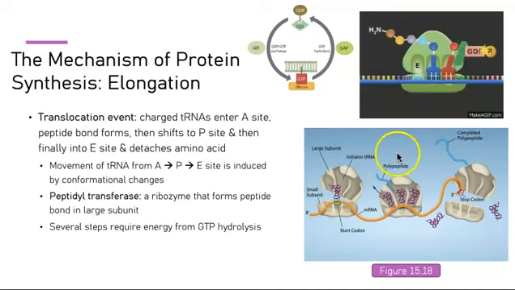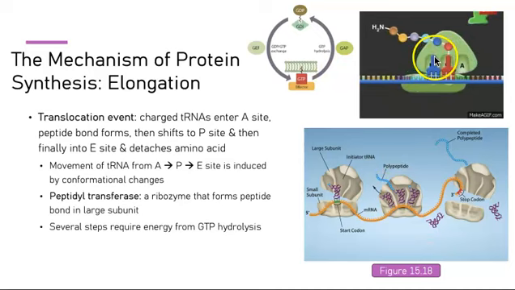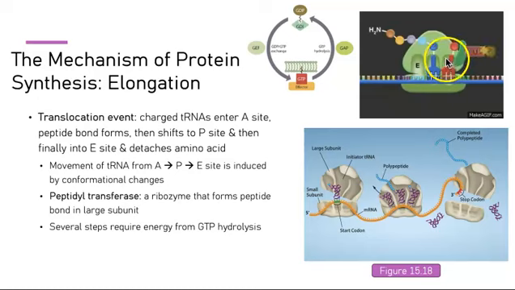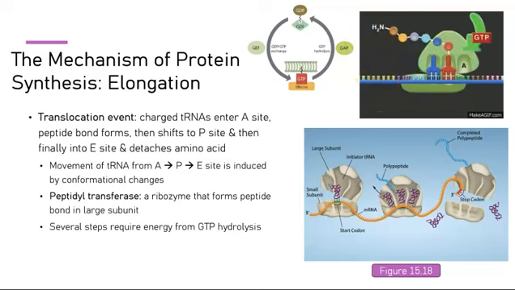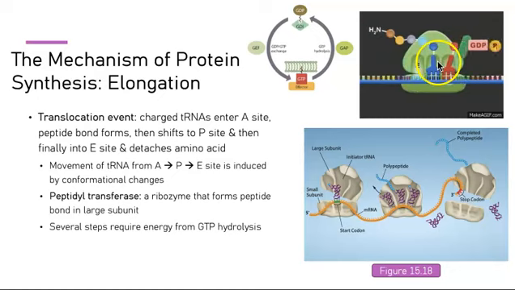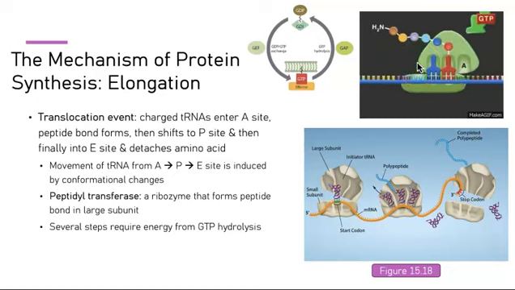All right, let's continue elongation. We're going to see those charged tRNAs coming in, binding their amino acid to that polypeptide chain. Notice how this is shifting, and eventually that tRNA that entered the E site is going to leave. And this is known as the translocation event, how they move from the A site to the P site to the E site. And we induce these conformational changes in order to make that happen.